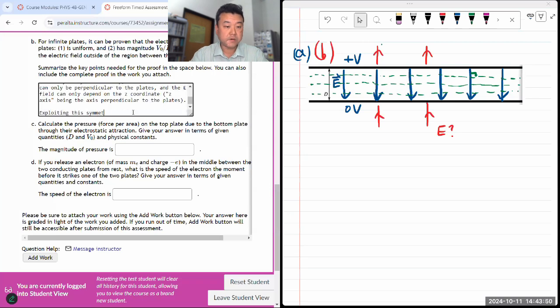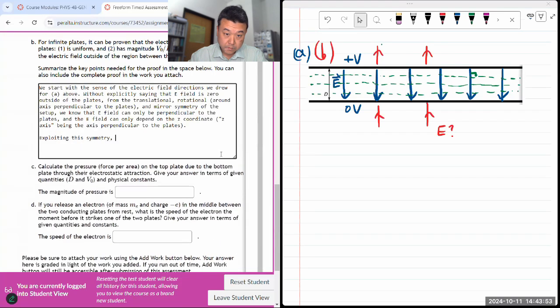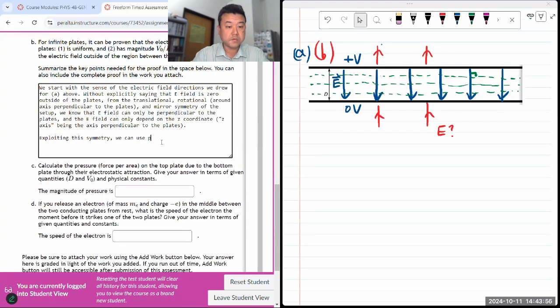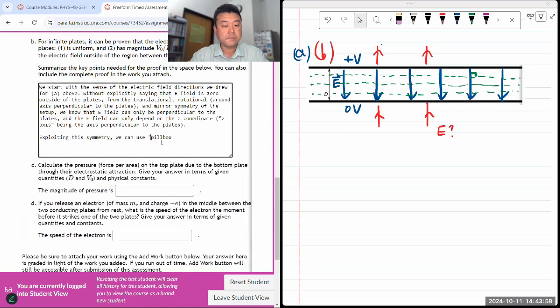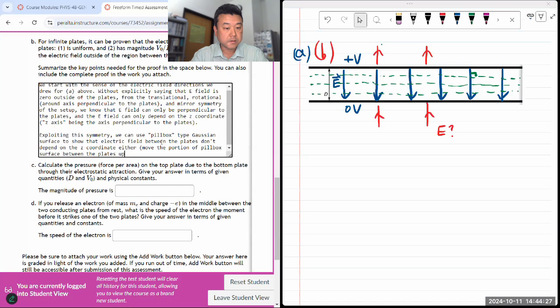Exploiting this symmetry, we can use a pillbox type Gaussian surface to show that the electric field between the plates doesn't depend on the z coordinate either. Move the portion of the pillbox surface between the plates up or down.